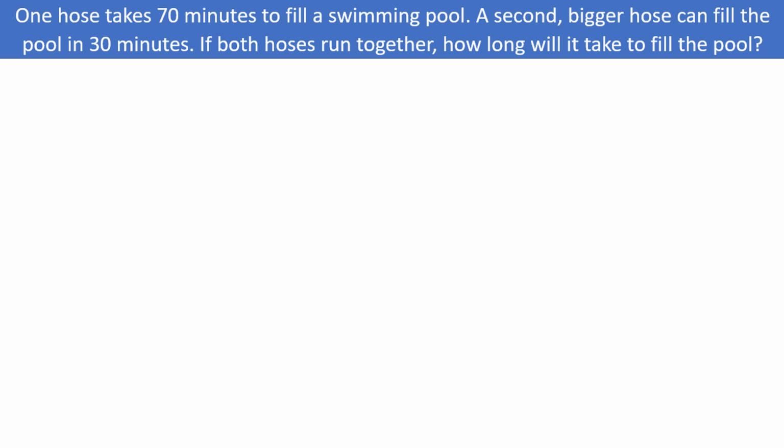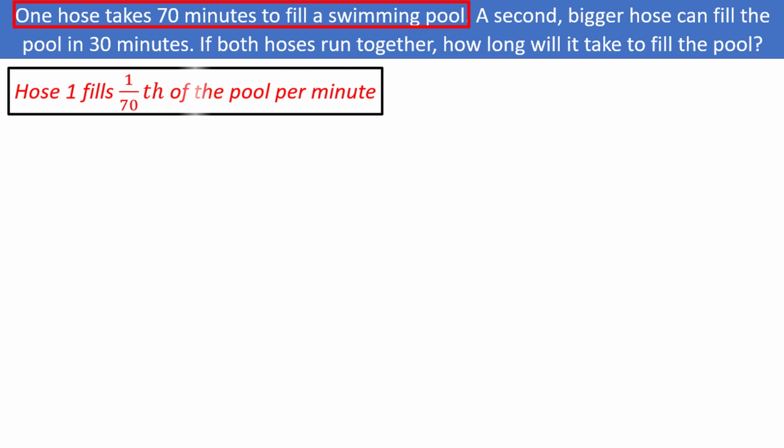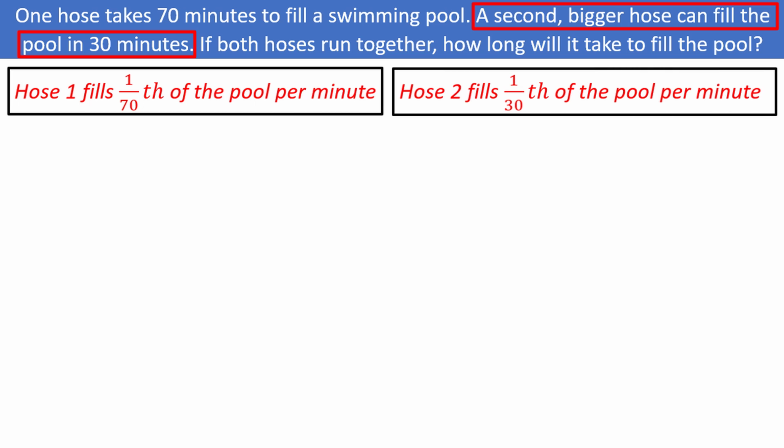Okay, the way to tackle a problem like this is to think about how much each hose fills the pool in 1 minute. Hose number 1 fills the whole pool in 70 minutes. That means it fills 1/70th of the pool each minute. Hose number 2 fills the whole pool in 30 minutes. That means it fills 1/30th of the pool per minute.